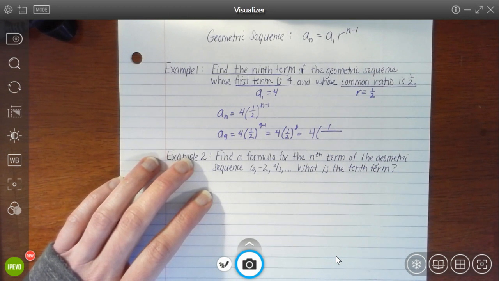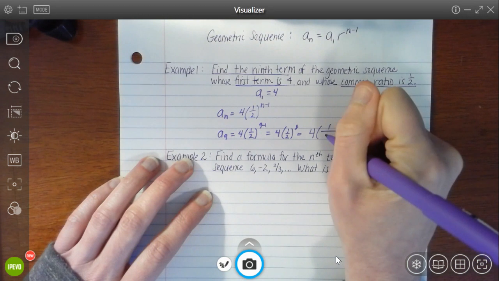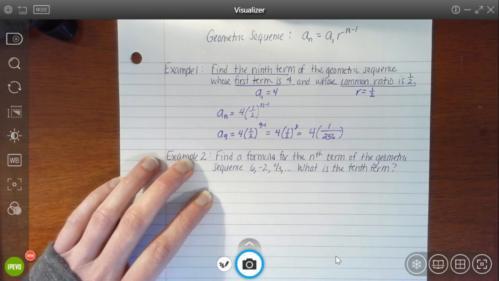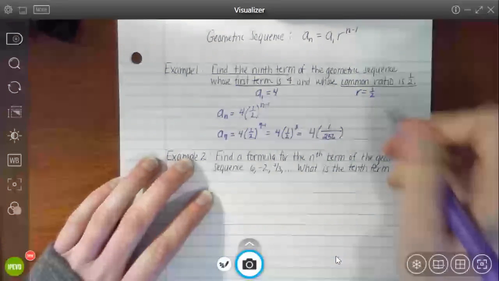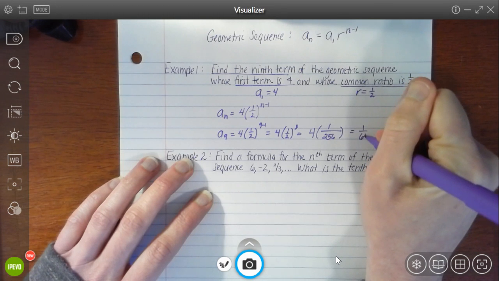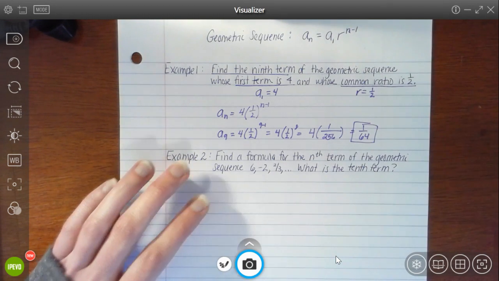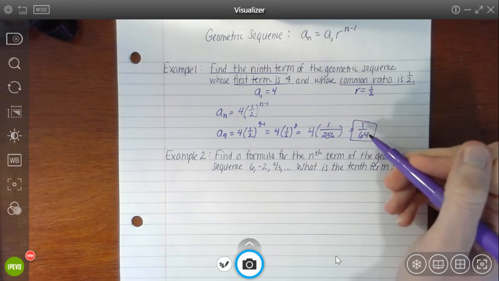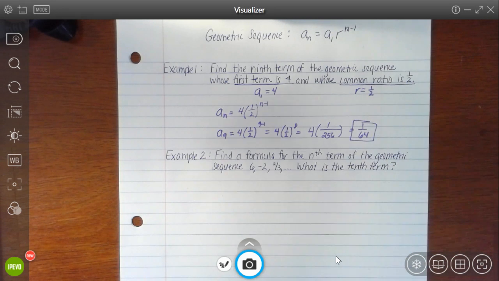All right, now if I go off to the side and do that math, 1 to the 8th power is going to stay 1, and 2 to the 8th power is 256. And then if I simplify that fraction, I can divide 256 by 4 and reduce that. That's going to give me a final value of 1 divided by 64. So that means that the 9th term for that specific sequence is this value of 1/64.